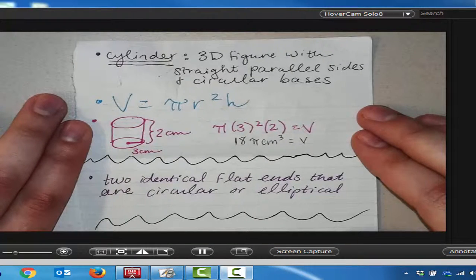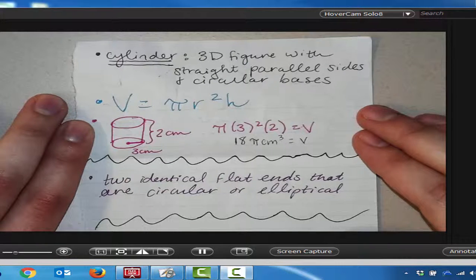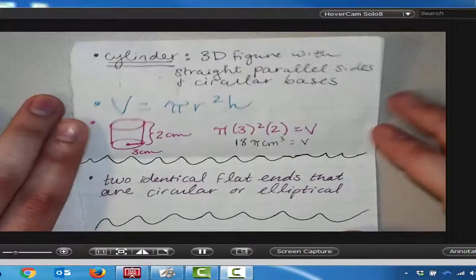I have an example for the cylinder. 2 centimeters is my height, 3 centimeters is my radius, so I have pi r squared times height, and I just substitute those numbers in. So pi times 3 squared times 2, and that is just 18 pi centimeters cubed equals the volume, and I've left that in terms of pi, and I have my units cubed. Also, another characteristic of a cylinder is it has 2 identical flat ends that are circular or elliptical, and that's it for our cylinder.